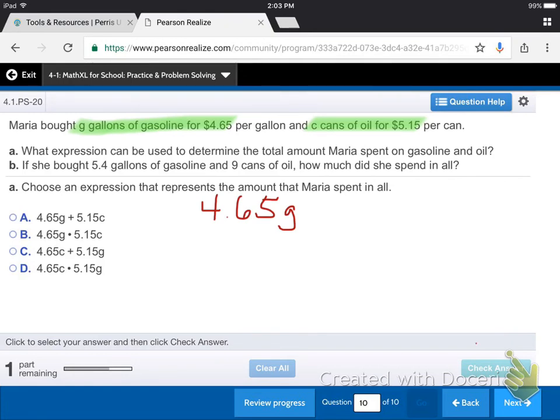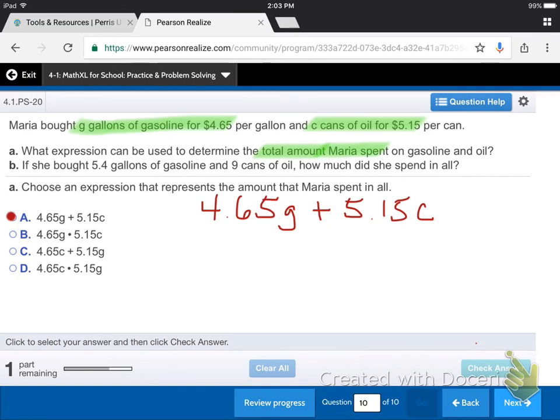And then if it's a total amount that we're looking for, the total amount she spent, then we have to add however much she spent on oil, and that's $5.15 per can C. Okay, so let's pick the expressions on the left for which that is true. Did you find out what it is? Let's see. Well, A looks good, yeah. And what else looks good? That's the only one I see that works.